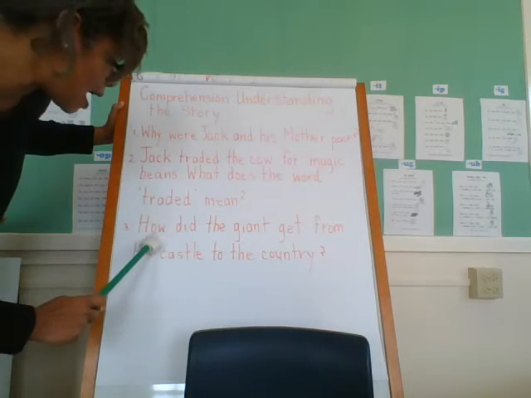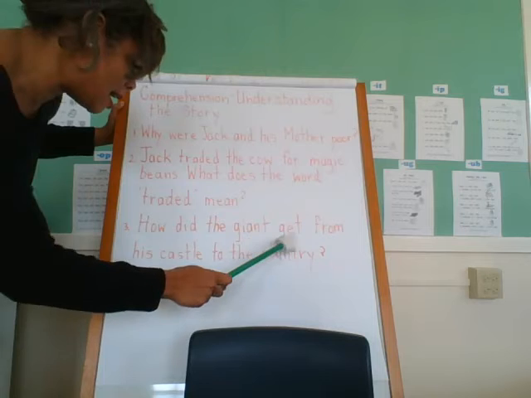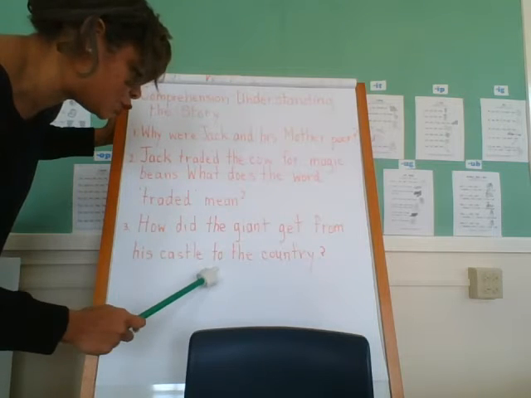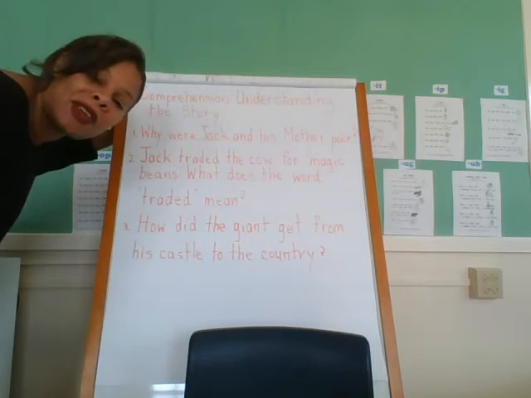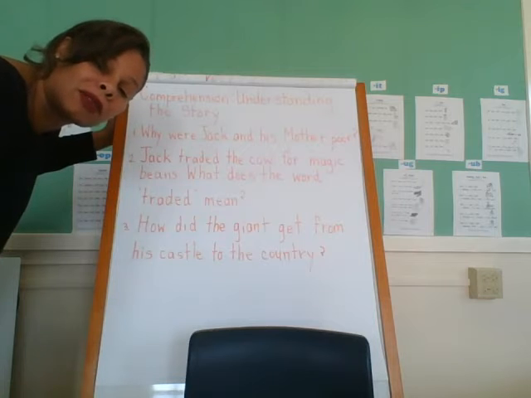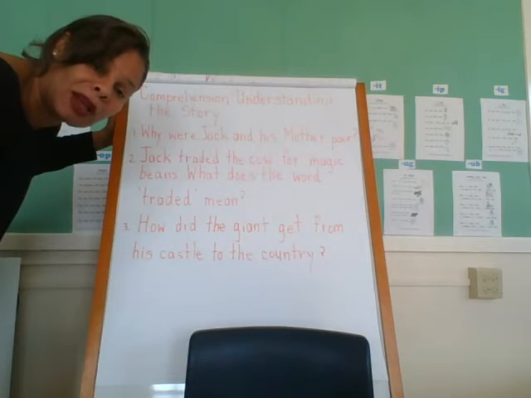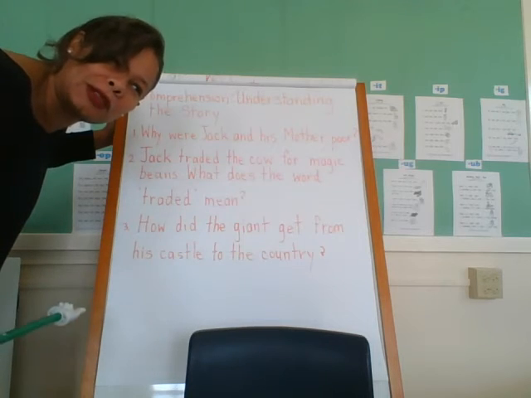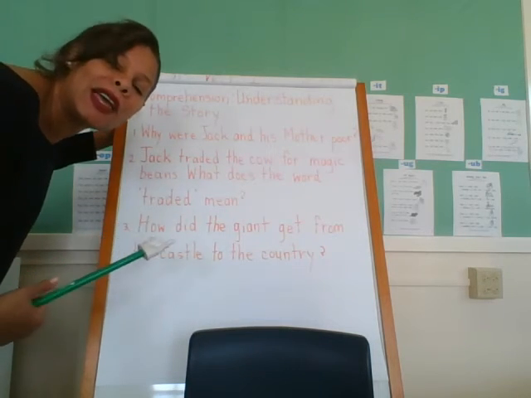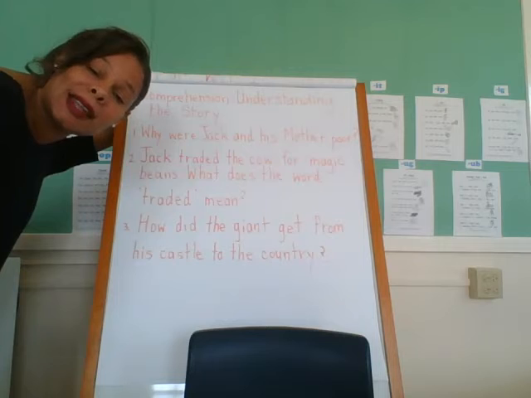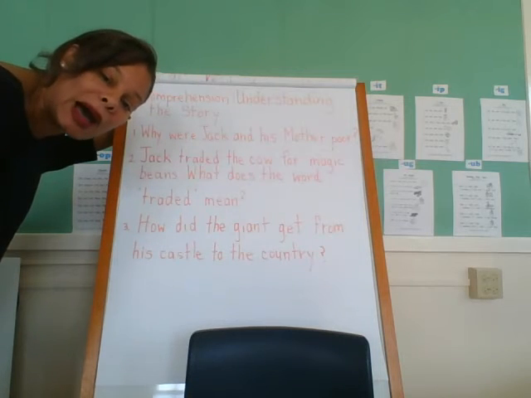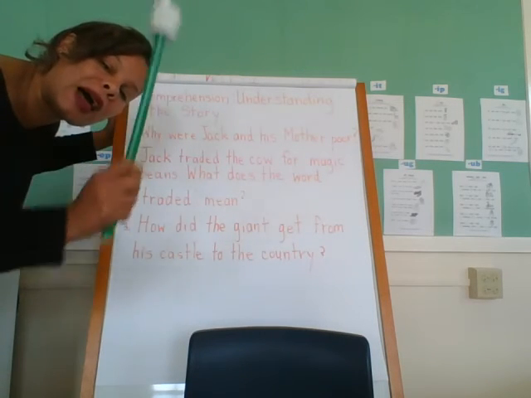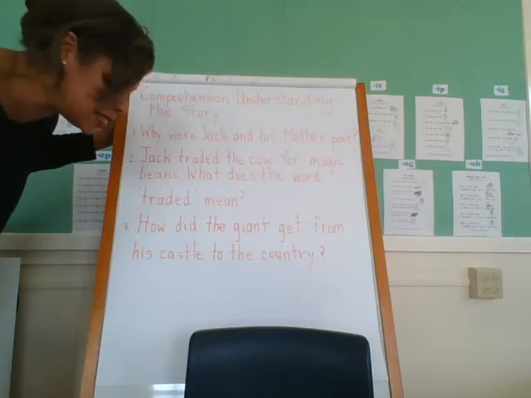Okay, how did the giant get from his castle to the country? So not at the end of the story. We know how he got down from his castle at the end of the story by the beanstalk. But in the beginning of the story, I'm not going to give away the answer. In the beginning of the story, it says that he stole coins. So how did he get from his castle up in the clouds down to the country? Okay, so I want to see what you come up with.